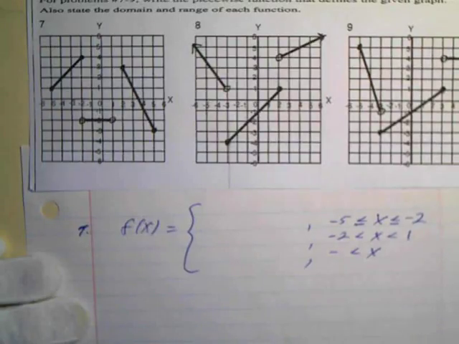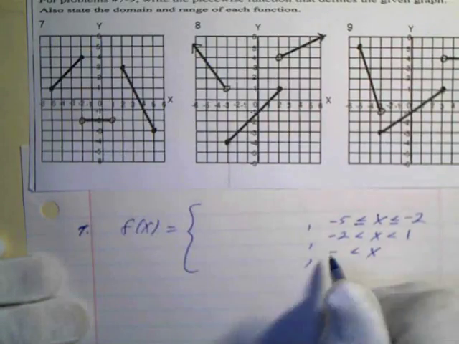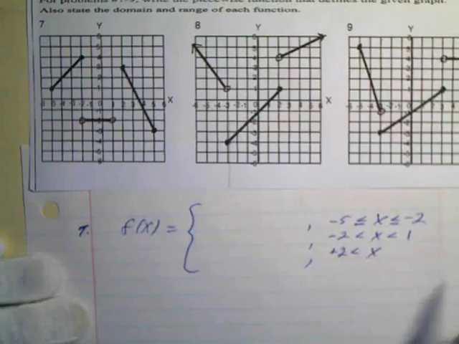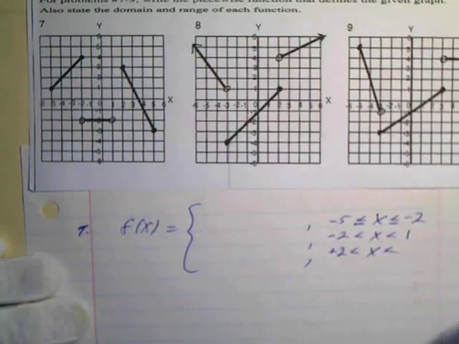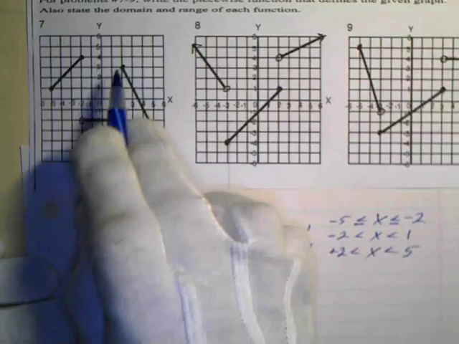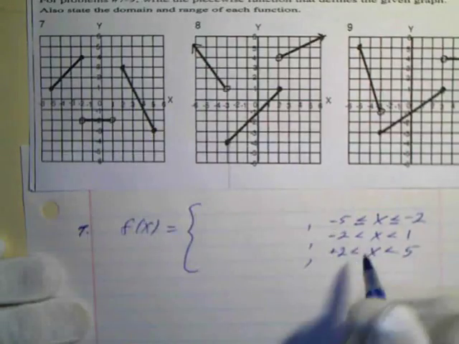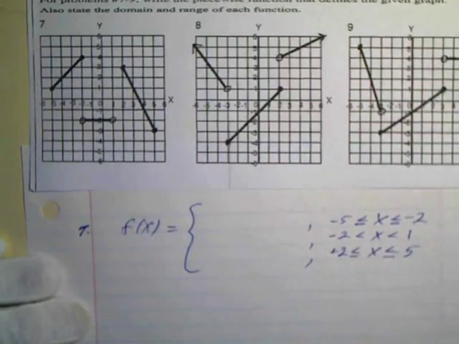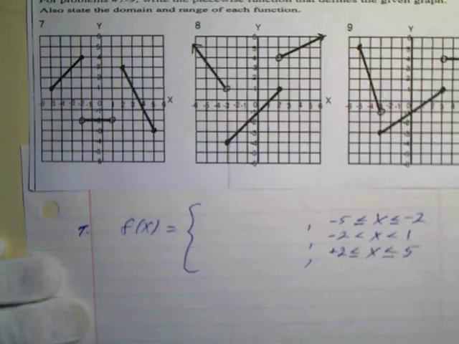And the last one is x greater than 2. I'll just make that a positive 2. And it's going to be between 2 and 5. And it is equal to 2, and it's also equal to 5, so I'll put the equal signs in there. So there's your domain. So you want to put your domains in. And we want to see what the functions are going to look like.